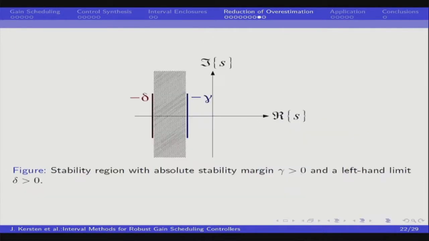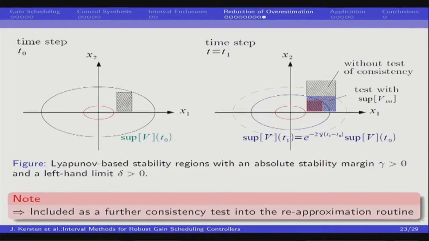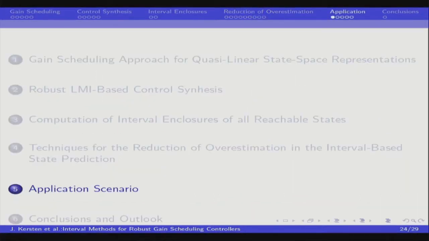That can happen as well if we introduce a left-hand region, a left-hand limitation. This time, it's chosen to be delta. And for our Lyapunov regions, it's basically the same, except that we now have a limitation in the middle as well. That means from the other side, it is limited.